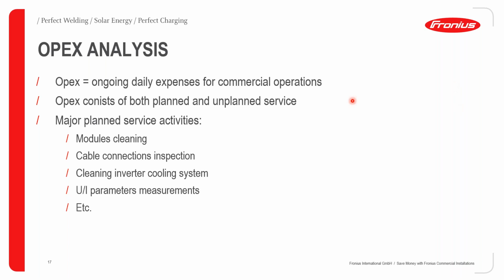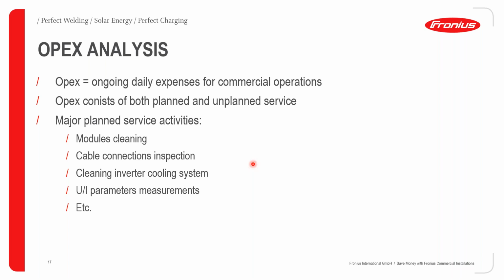In terms of the major service activities that can be planned for your system, this would include module cleaning and cable connection inspection. This has to be done from time to time for sure. You want to be sure that all the DC combiner boxes and the AC combiner boxes, the cable connections are always firm so that you don't have potential for arcing and things like that.